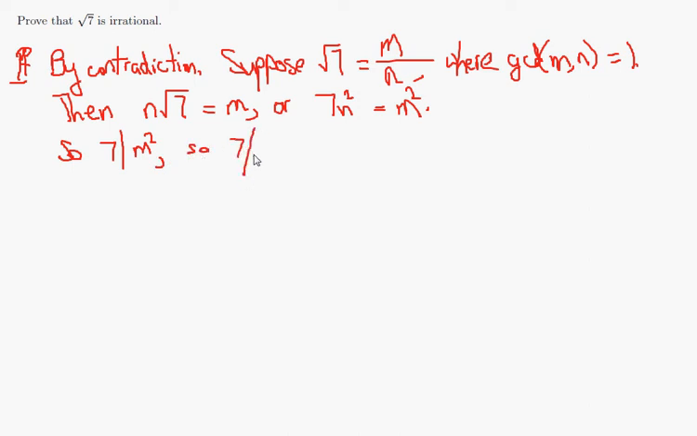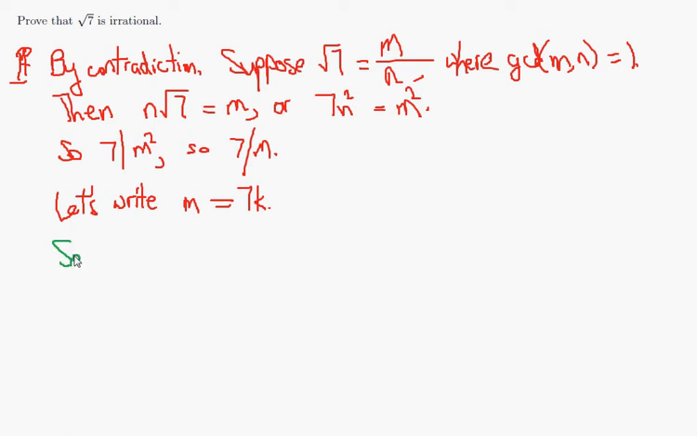So 7 divides m, using the theorem in class that if a prime number divides a times b, then the prime divides a, or the prime divides b, possibly both. So 7 divides m. So let's write m is equal to 7 times some other number k. Okay, so let's plug that into this.